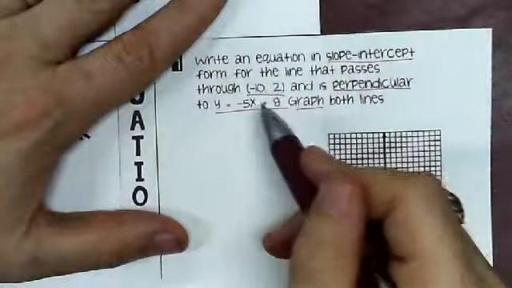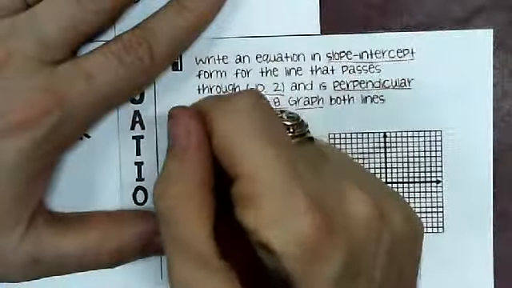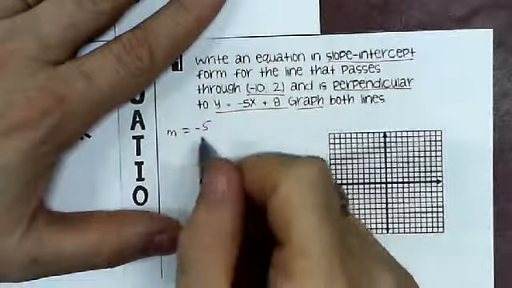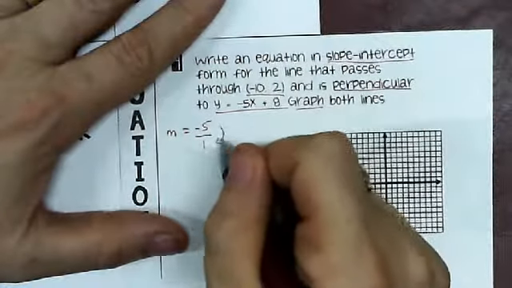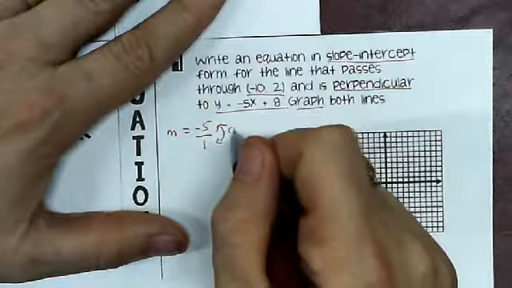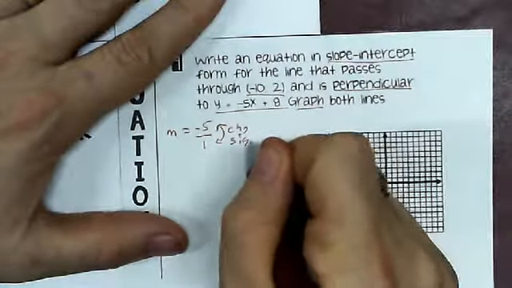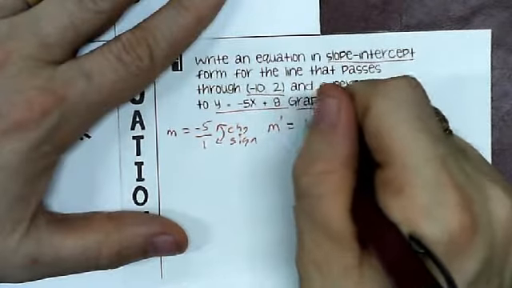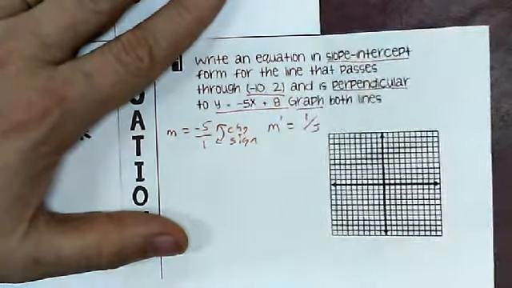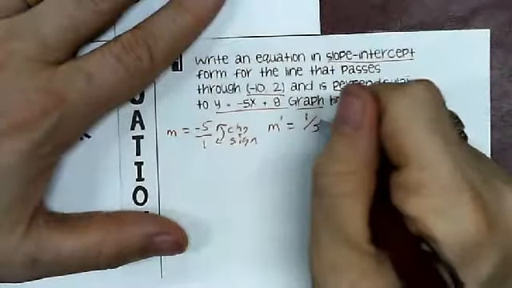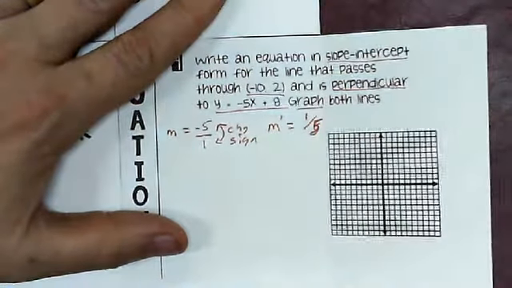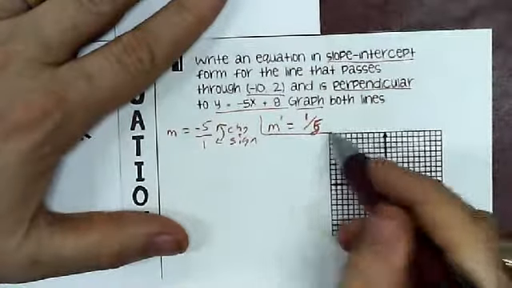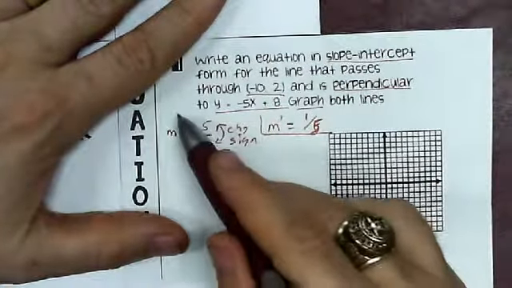So the first thing is I need this slope, which was negative 5, but to get perpendicular I need to turn it into a fraction, flip it upside down, and change the sign, which means that my new m is a positive 1 over 5. So this is the slope that I'm going to be using. I will no longer be needing this particular slope.